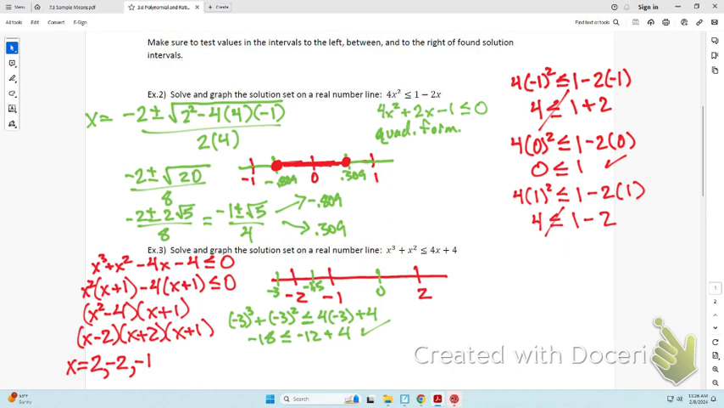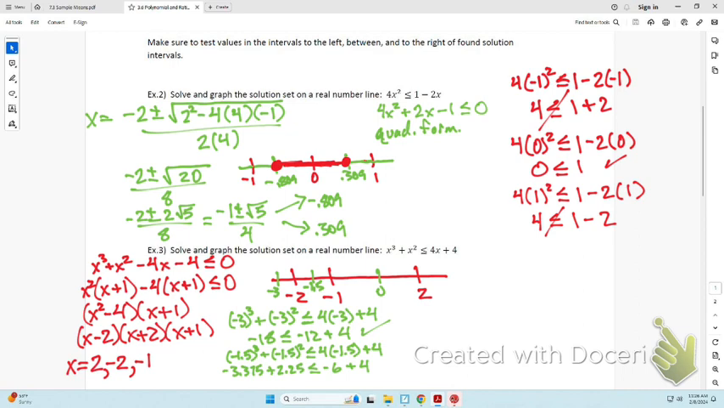Let's plug in negative 1.5. I would have a calculator for that one. So when we cube 1.5, we get negative 3.375. When we square 1.5, we get 2.25. 4 times negative 1.5, we get negative 6 plus 4.